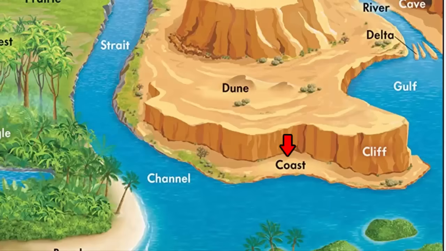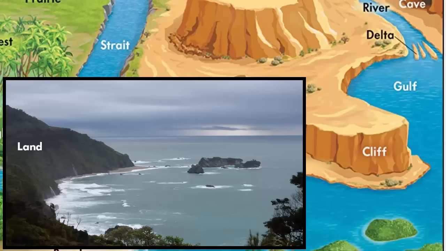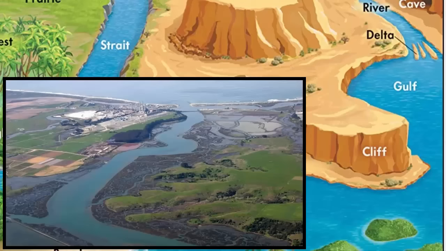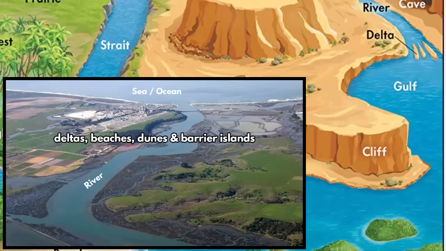The next one is coast. It is a boundary where land meets water. It is also called as coastline. Waves, tides and currents help create coastlines. Even rivers, when they meet the sea or ocean, bring large amount of sediment that gets deposited near the mouth of a sea or ocean, where it naturally forms deltas, beaches, dunes and barrier islands.